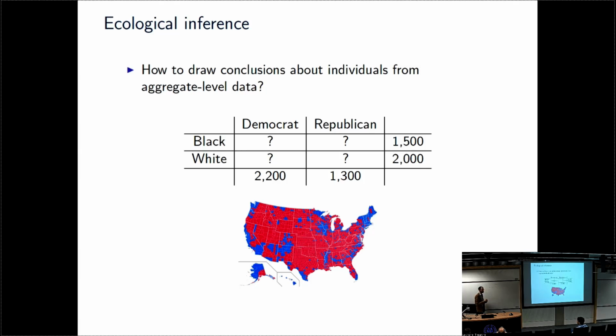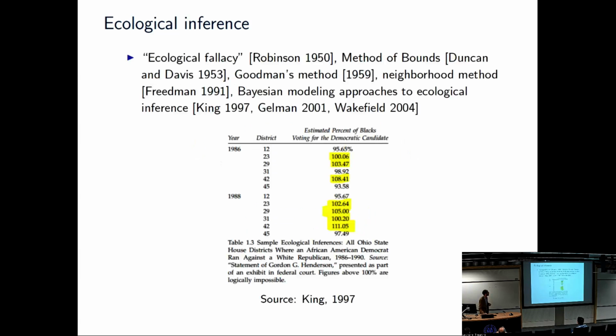And this gives preposterous results. This gives things that are greater than 100% or less than 0%. And I will show you that here. So, oh, there are the years, great. So Robinson, 1950, talked about the ecological fallacy.